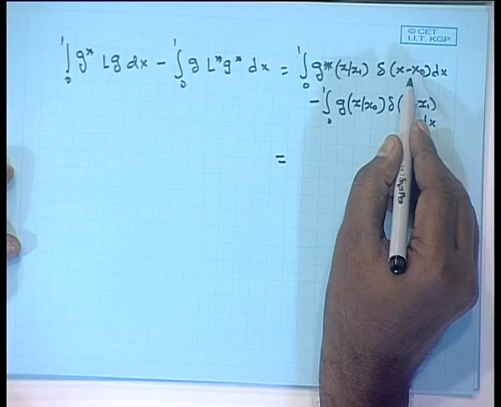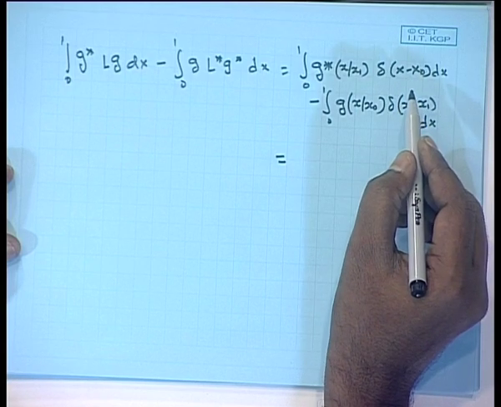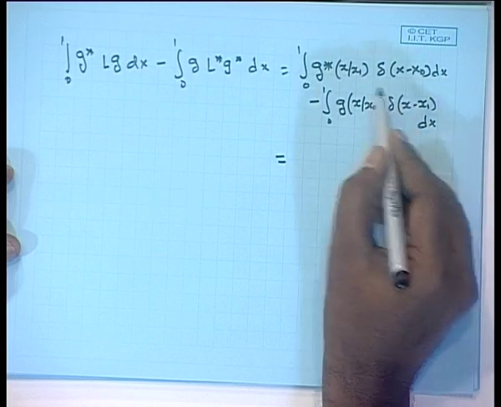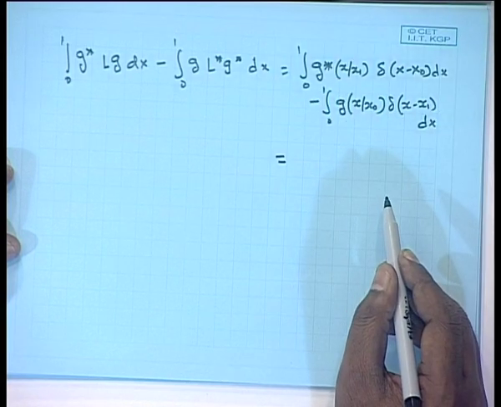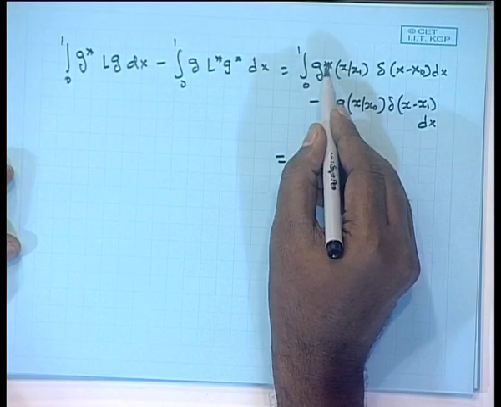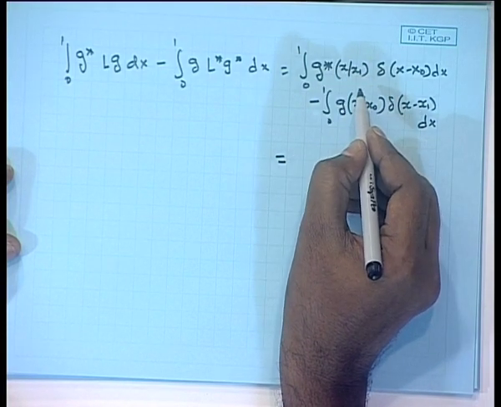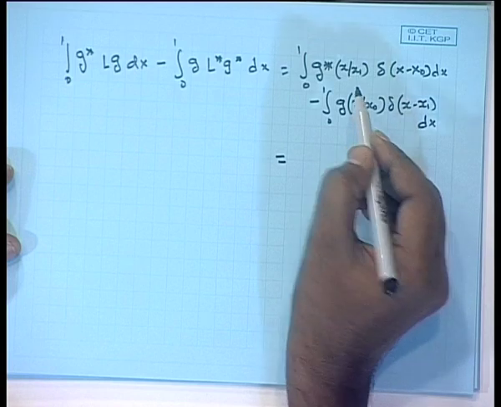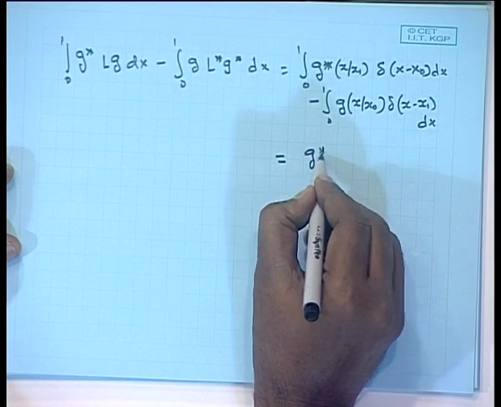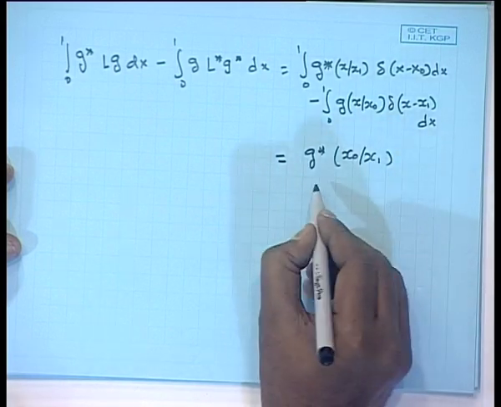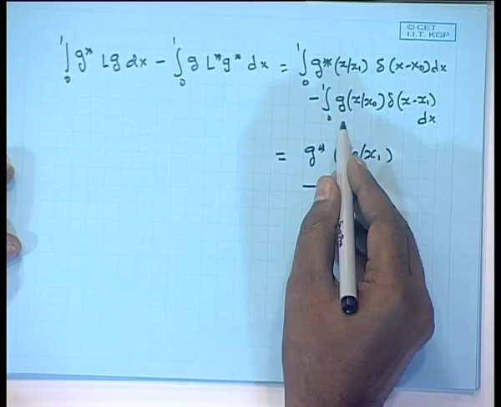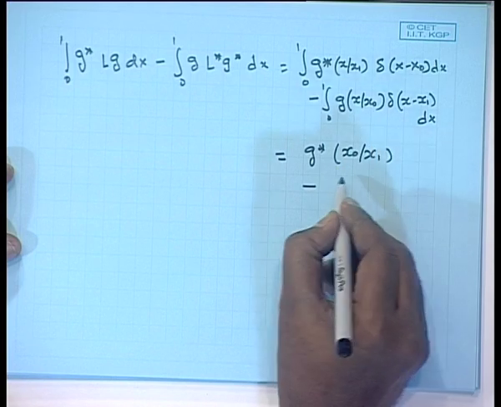What is this? Use the shifting property of the Dirac delta function. The integral of f of x delta x minus x naught dx will be nothing but f of x naught. So, this will be G star of x naught by x1 minus G of x1 by x naught.